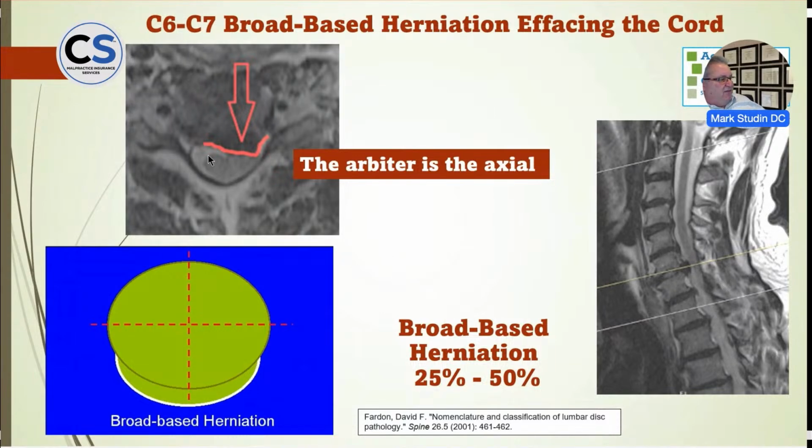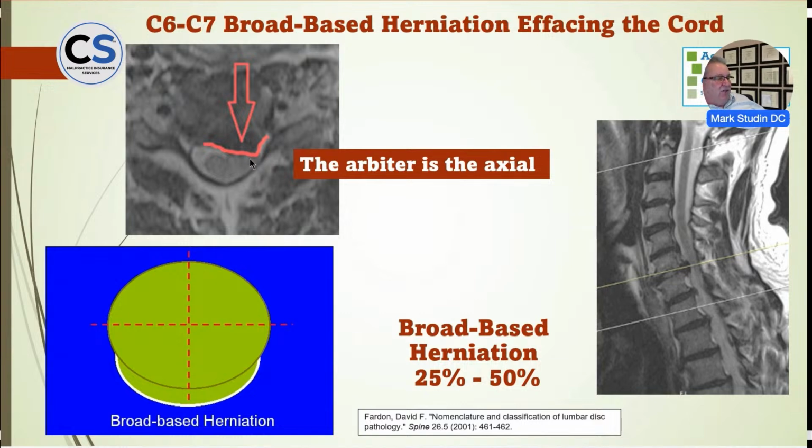Now we've got a C6-7 broad base herniation, 25 to 50%. And I've colorized it for you here. Here is the opposing sagittal view. It gets a little crazy, but once you see it over and over again, if we colorize the whole thing, right here would be the whole outline of that herniation. But here it is causing a compression of the spinal cord, because you see a little bit of CSF here and none all the way around. So this is compressing the spinal cord.